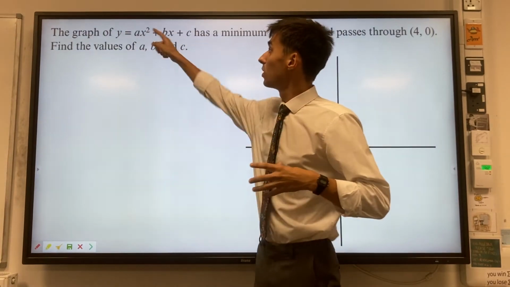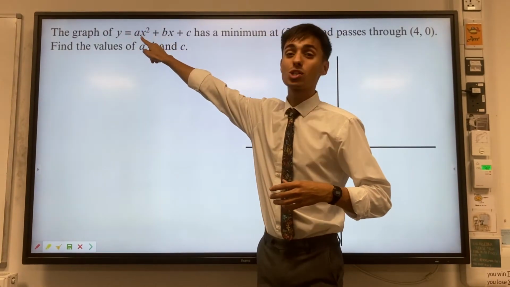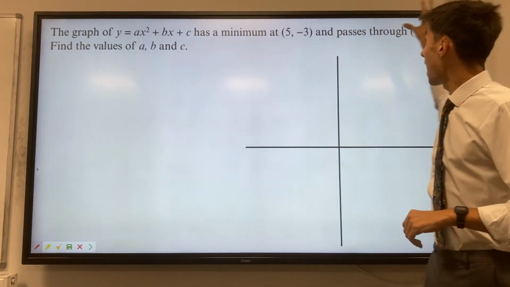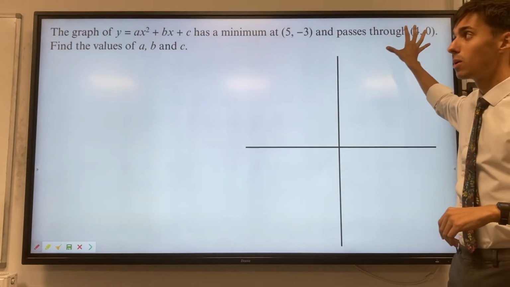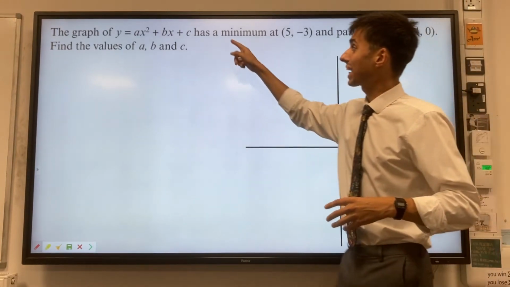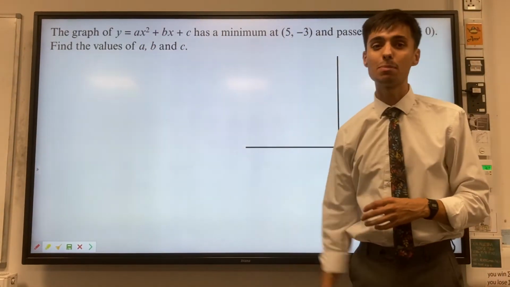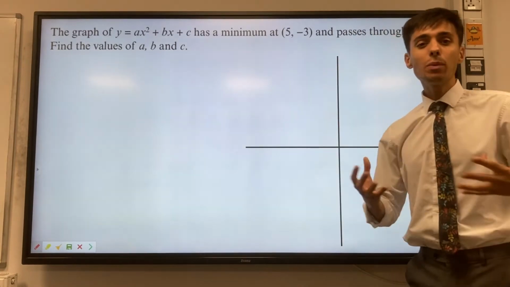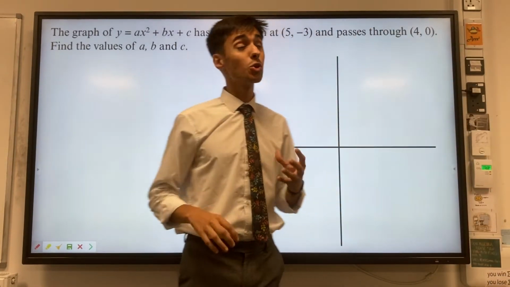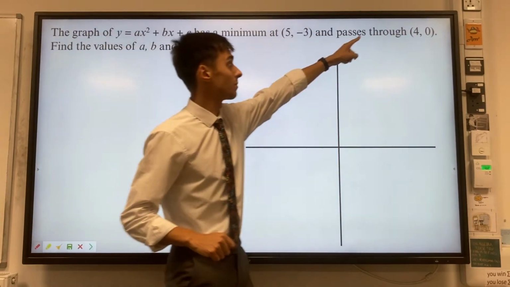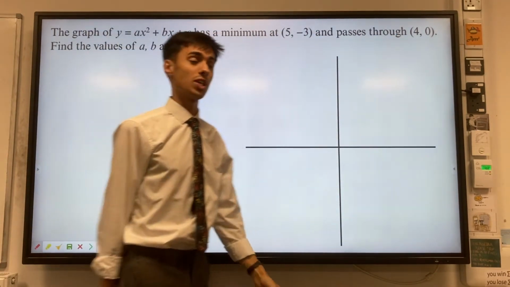We get given a quadratic graph, ax squared plus bx plus c, its minimum point and one of its roots. And what we need to do is go back and find the actual graph itself, the values of a, b and c. The way we should start this question off is with the 2 points that we're given. So a minimum at (5, -3) and one of the roots at (4, 0).